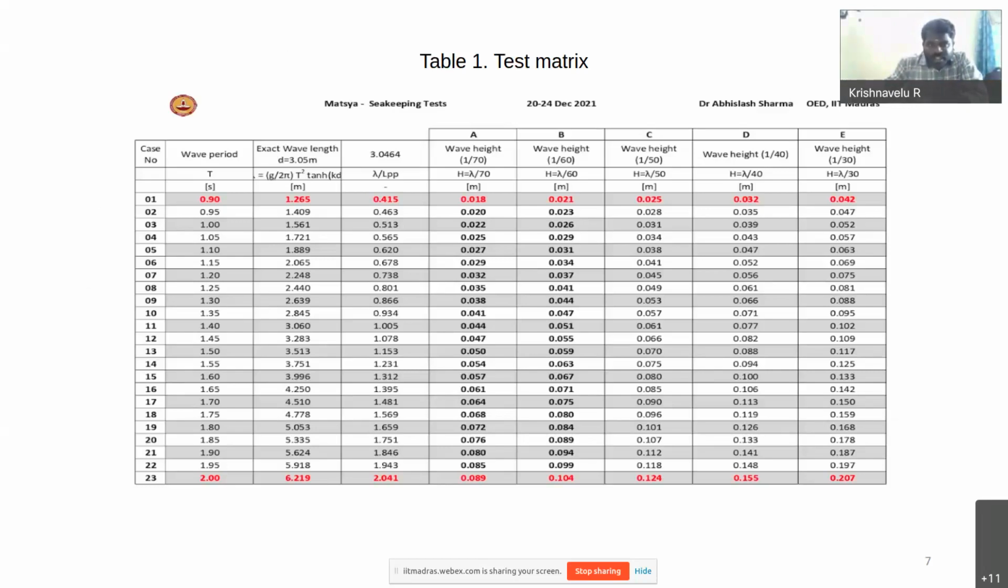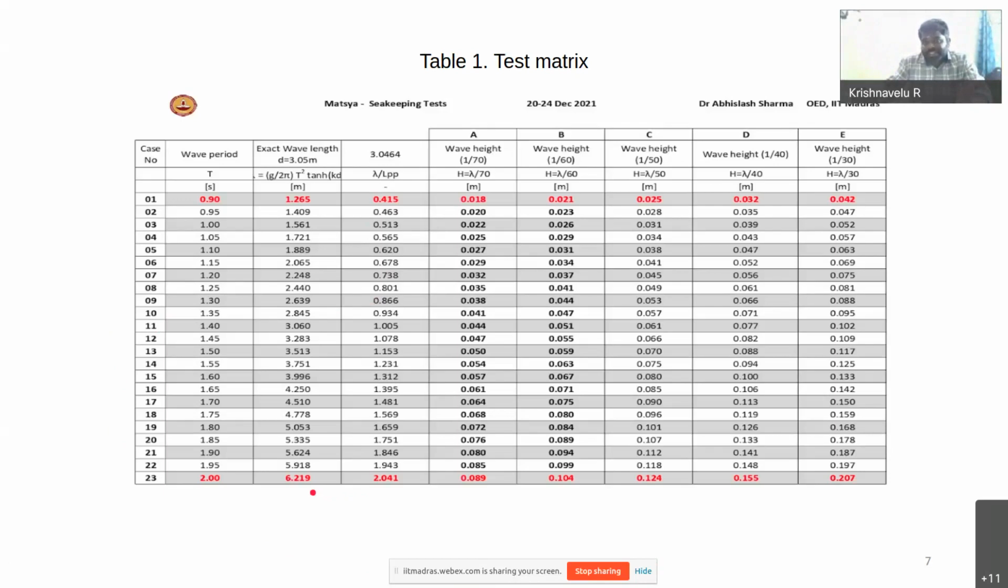Here, the 11th case shows 1.40, which means we already know the length of the ship as well as the length of the wave should be equal to 1. That is also shown in column 4. In the same way, we cover the wavelength ratio from 0.5 to 2. We take the time period range from 0.9 to 2, and in the same way use the dispersion relationship to determine the wavelength.